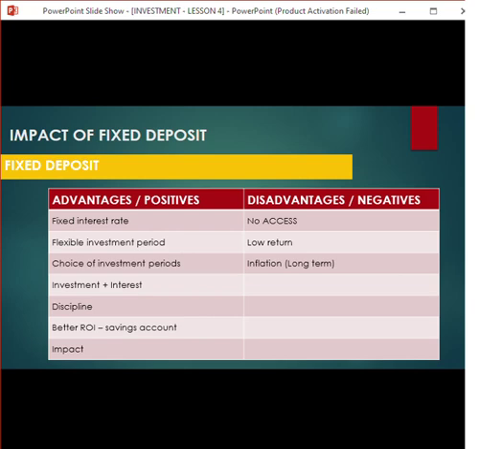When you look at the disadvantages, you can't withdraw your funds before maturity date, so there's no access. There's a low return compared to other investments, and it may not outperform the effect of inflation over a long term. So inflation might increase, and over a long term, your returns might not be as good as you thought it was.